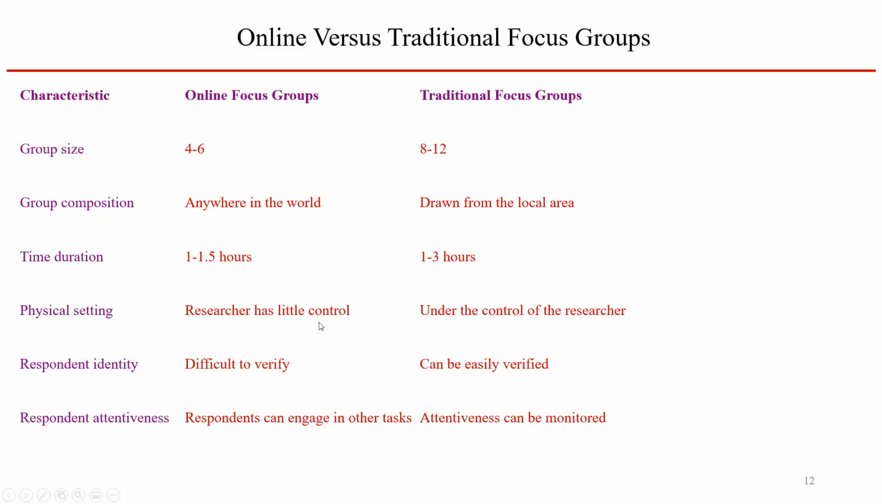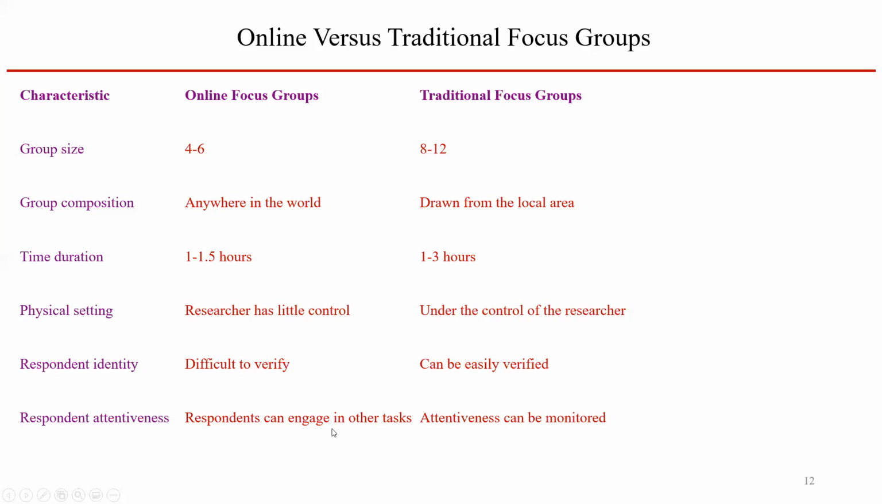Okay, so the researcher has little control. Sometimes they will not speak, so they will not interact. In a physical setting, you have control. Online, it is difficult. Some people may have problems with internet connection or that thing. Okay, respondent identity. Sometimes we don't know exactly whether the right people are attending that focus group or not. Maybe the name will be different, but somebody else will be sitting there. So that is a negative side of the online focus group. But in a physical focus group discussion you can easily verify.